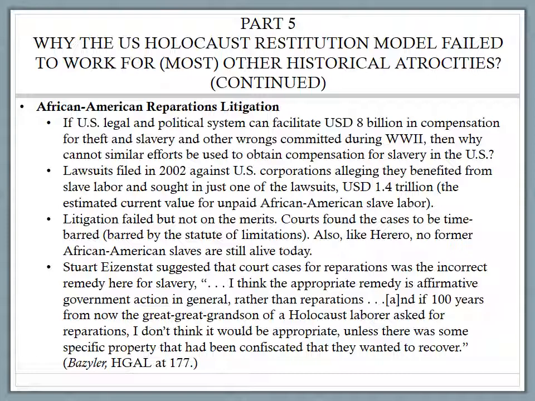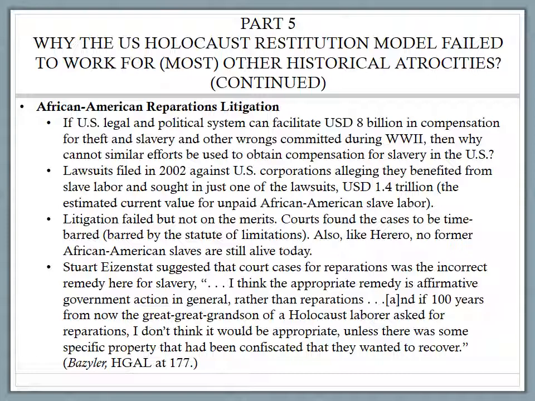Litigation failed, but not on the merits, which is how most of these human rights abuse cases that are brought in US courts fail. They don't often fail on the merits because they don't often get to the merits. They usually fail on procedural or jurisdiction issues. And in this case, the court found the case to be time barred by a statute of limitations. And also, like the Herero genocide litigation, there were no former African American slaves to bring a case today.